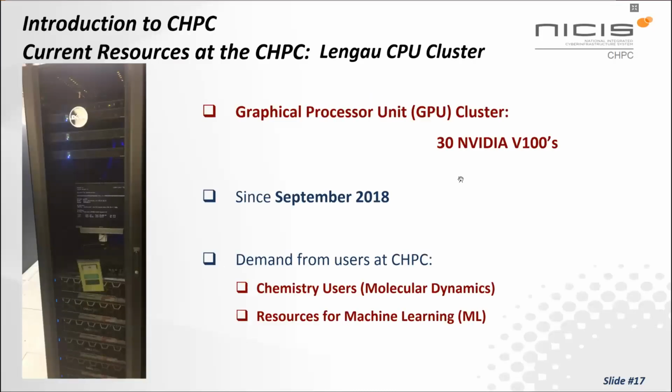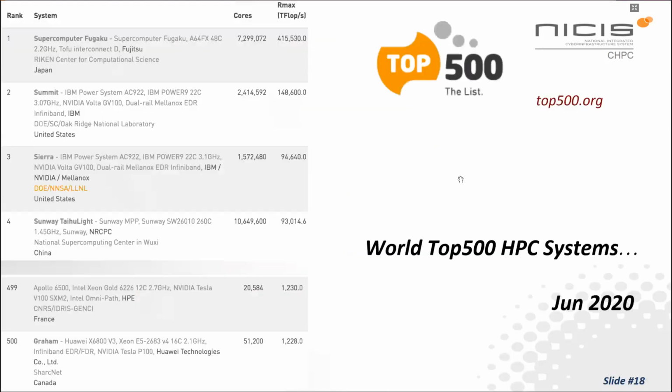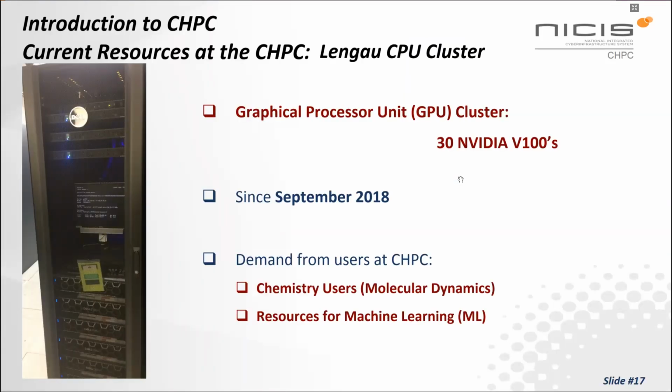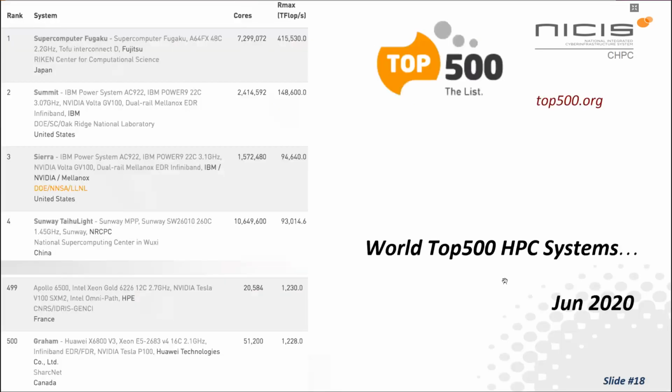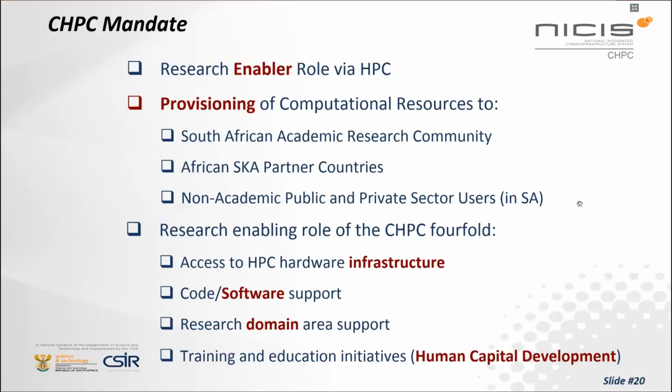So the current resources we have: a GPU cluster since September 2018. Demand from users for that was primarily for fluid dynamics and machine learning as well. I just want to mention that. And then these next few slides show the top 500 HPC systems. So we are not there anymore, but hopefully we will be when we get a new system. I won't go through much of these.